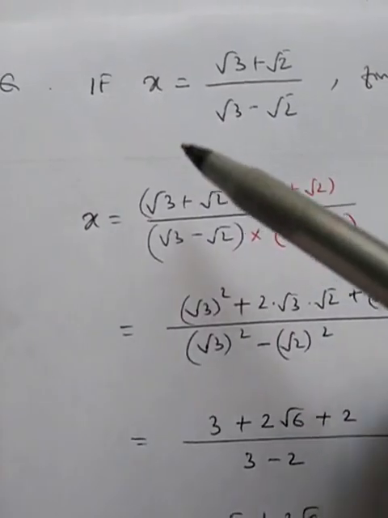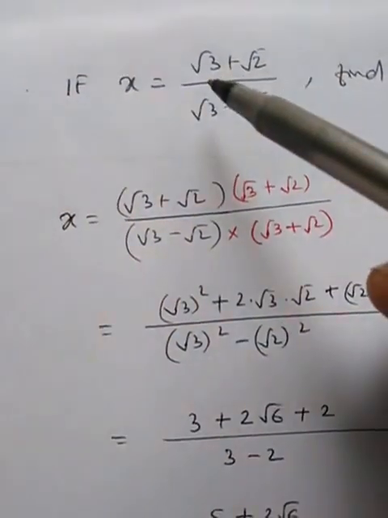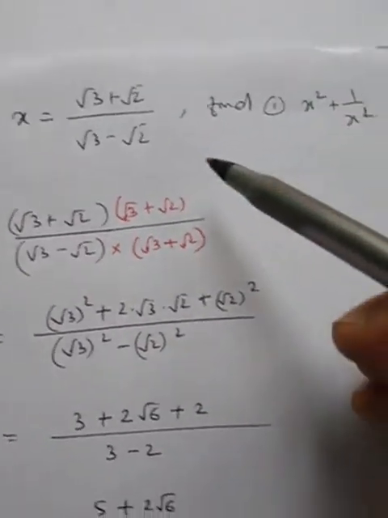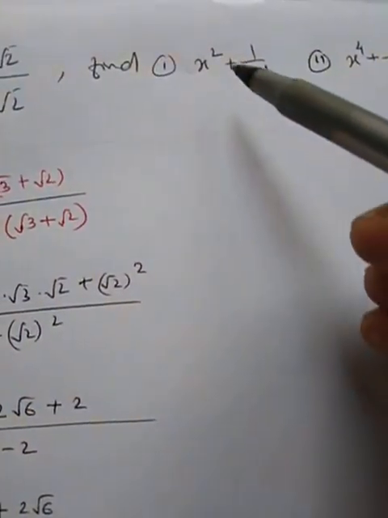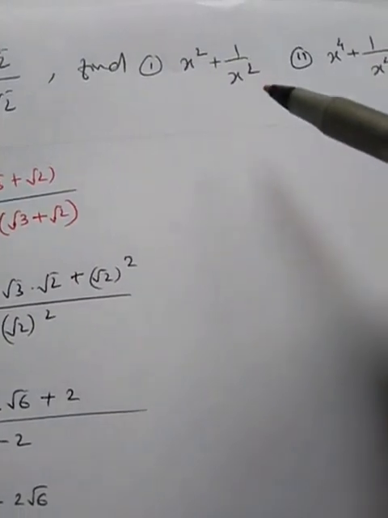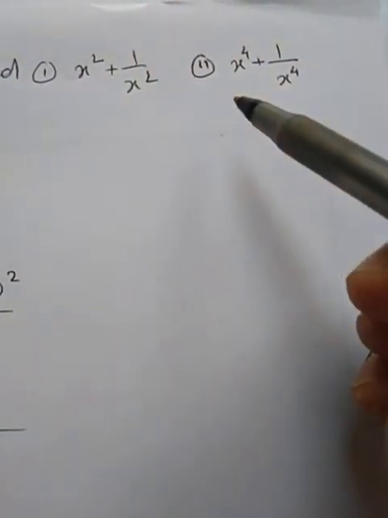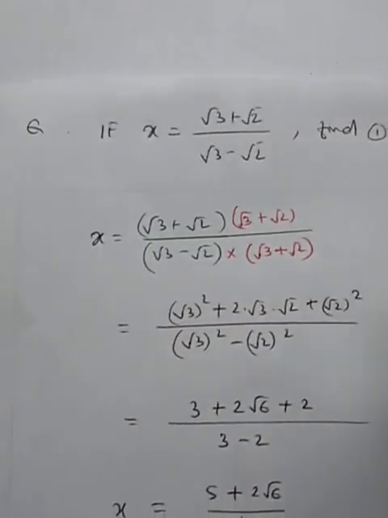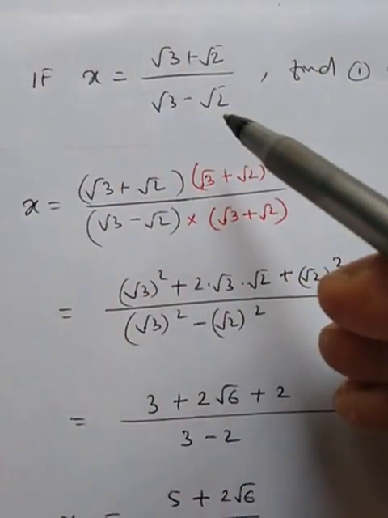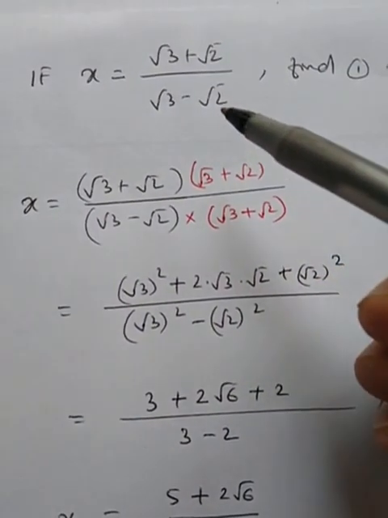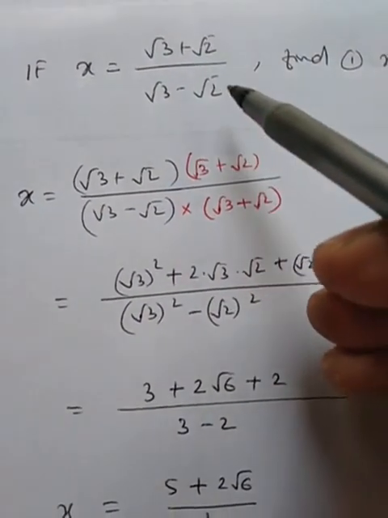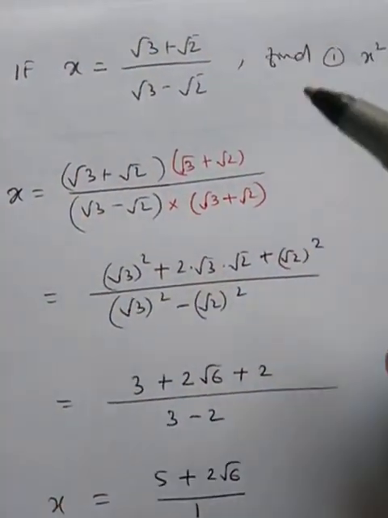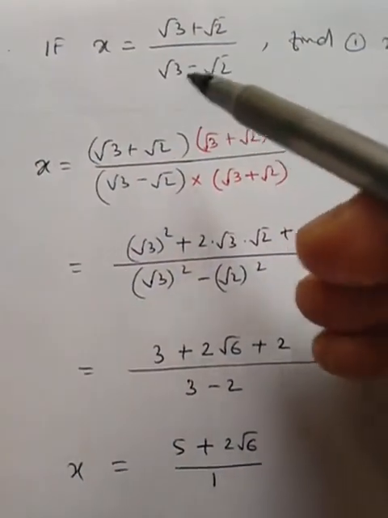Next number, the value of x is given as root 3 plus root 2 by root 3 minus root 2. From this you have to find the value of x square plus 1 by x square, and the second sum, x to the power 4 plus 1 by x to the power 4. So here the denominator is irrational. So first step, we have to rationalize the denominator before going to the next step. So let us do that.